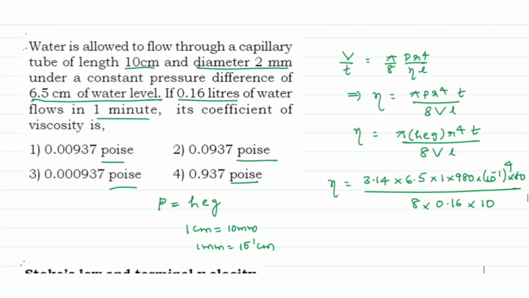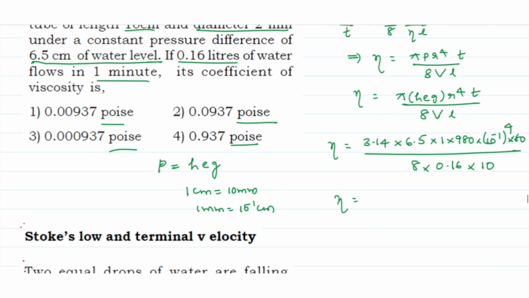So after doing these calculations, the eta value will be nearly 0.000937 poise. So this will be the correct answer.